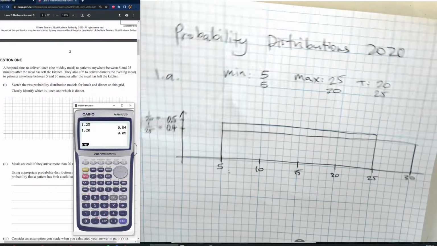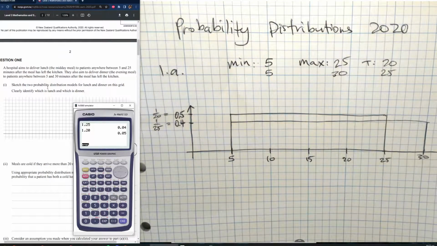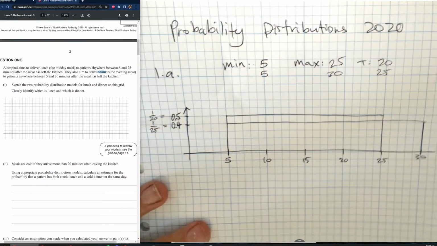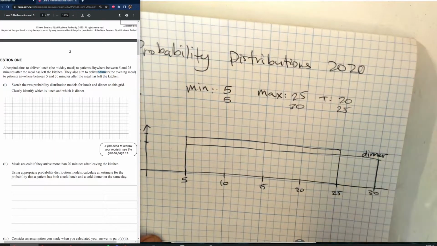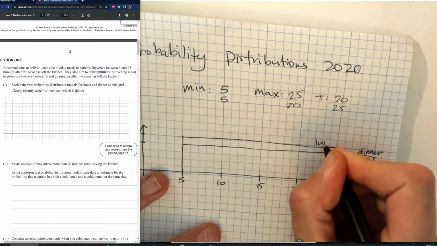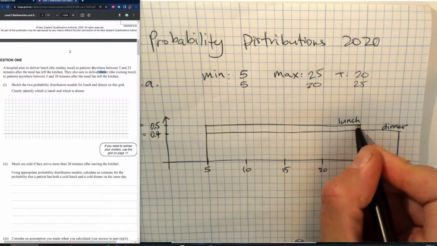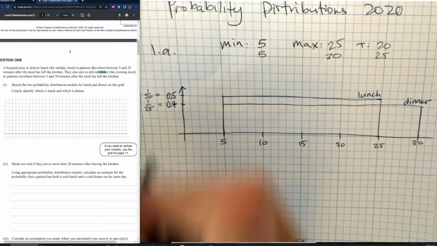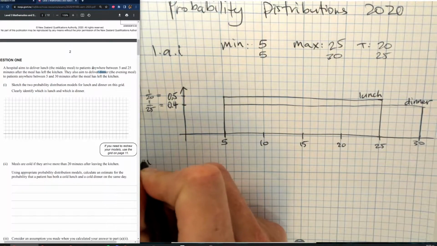And there you go. They also said to clearly label. You've got to be really careful with these distribution papers. They want you to clearly identify which is lunch and which is dinner. So dinner was the one that can be longer, so I'm just going to put my dinner label here, and then I'll put my lunch label just here. I think that's pretty clearly labelled. They might want something better, but I think we'll be fine. Okay, cool. So that's 1A1 completed. So let's go to 1A2.